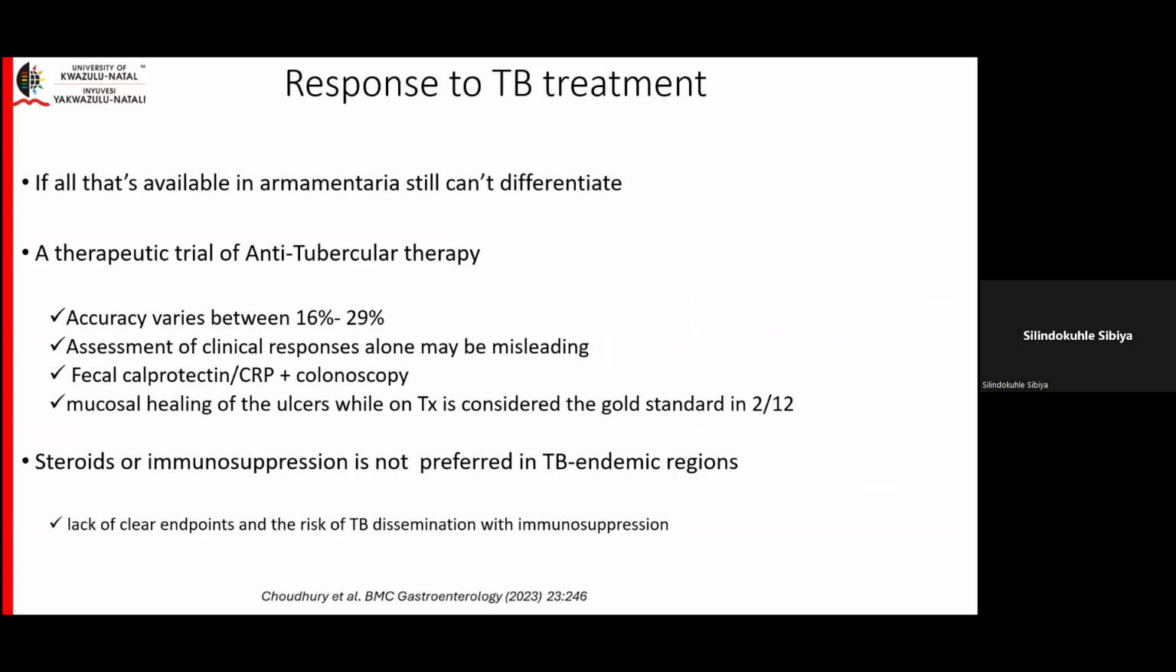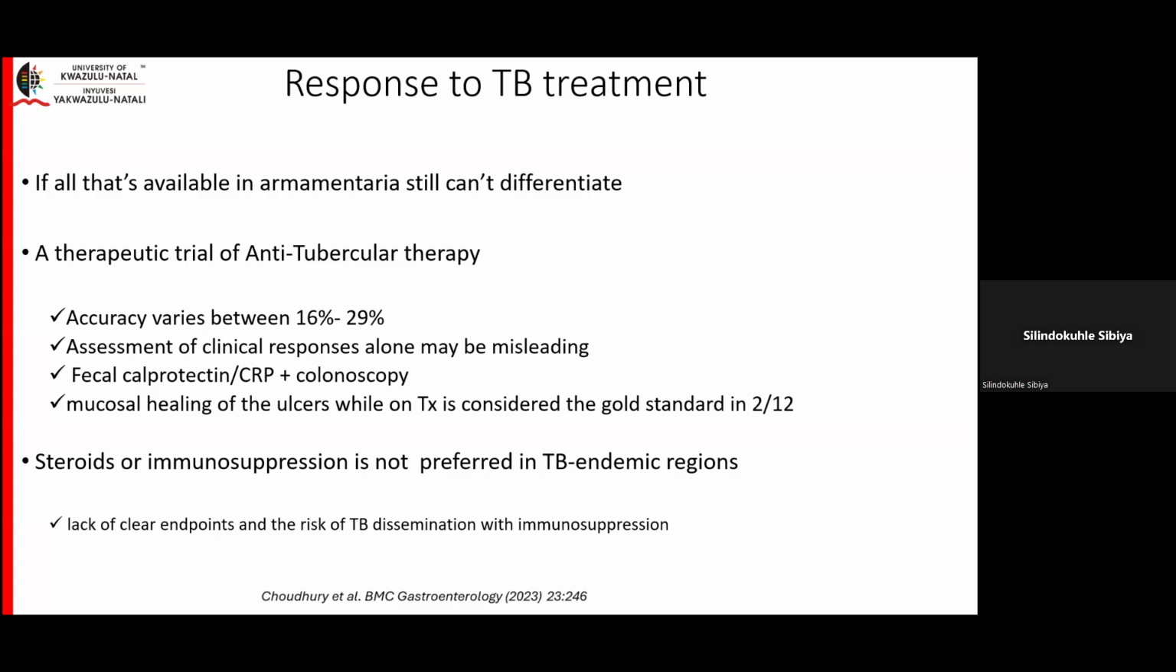Another way is to look at the response to TB treatment. If all that is available in the armamentarium still can't differentiate, then a therapeutic trial of anti-TB treatment can be used. The accuracy varies between 16 to 29%. The assessment of the clinical response alone may be misleading. So fecal calprotectin, which is better than CRP, plus colonoscopy can be used to assess the treatment response. Mucosal healing of the ulcers while on treatment, at 2 months, is considered the gold standard.